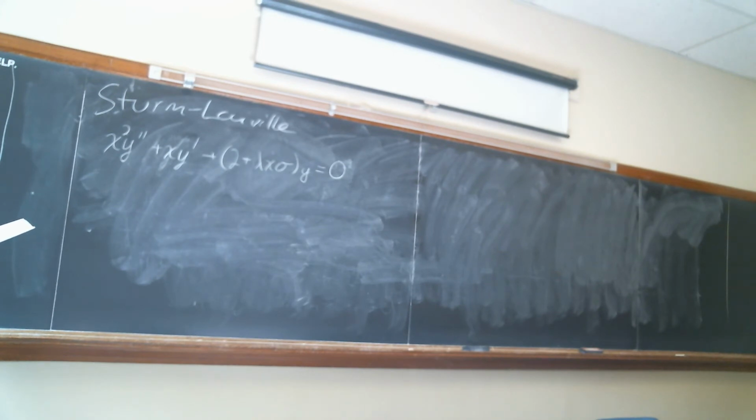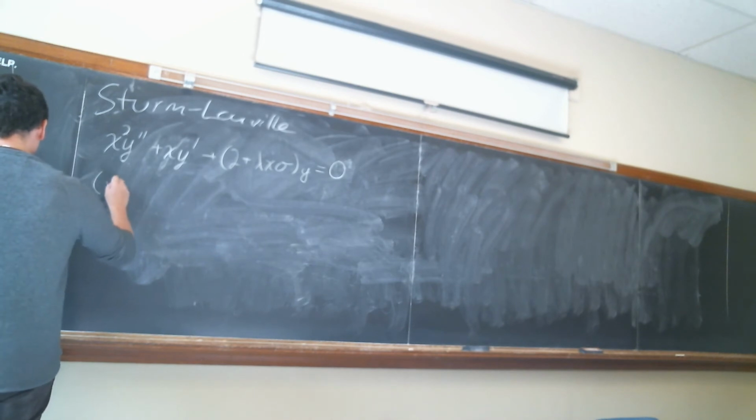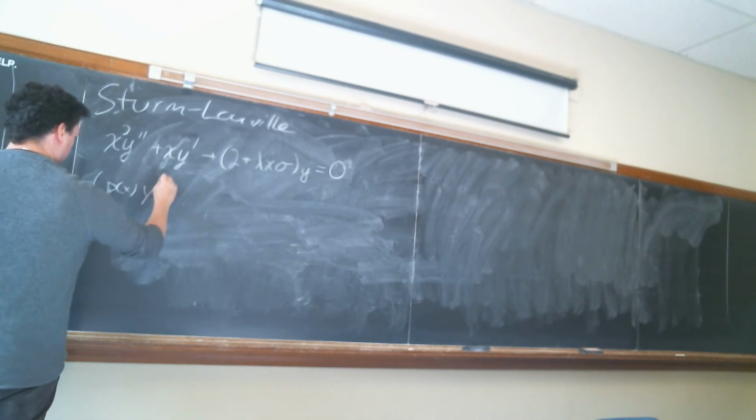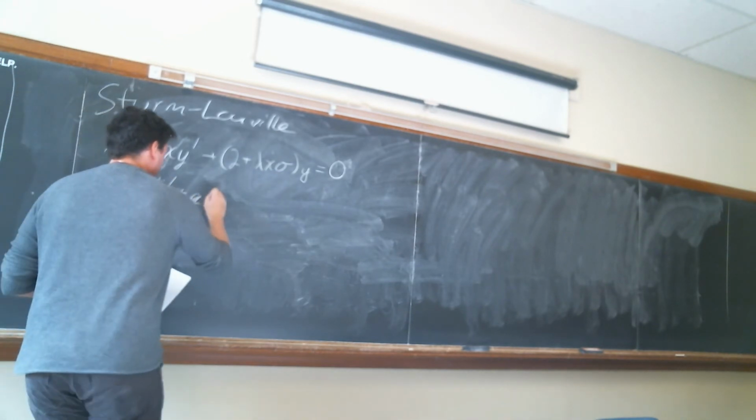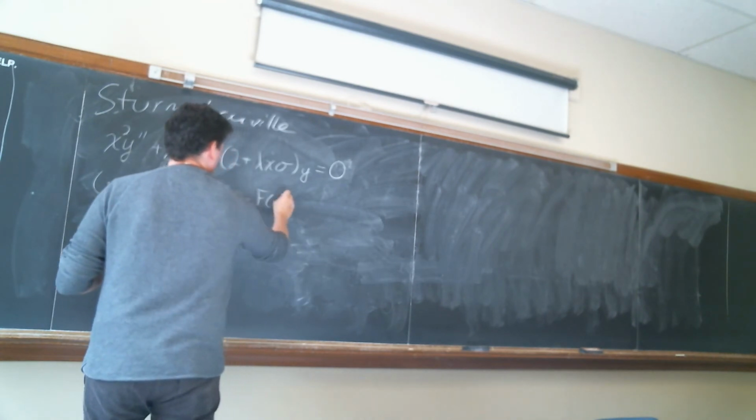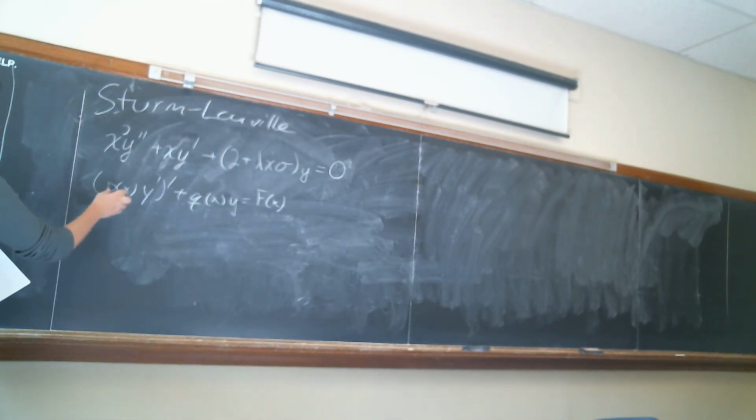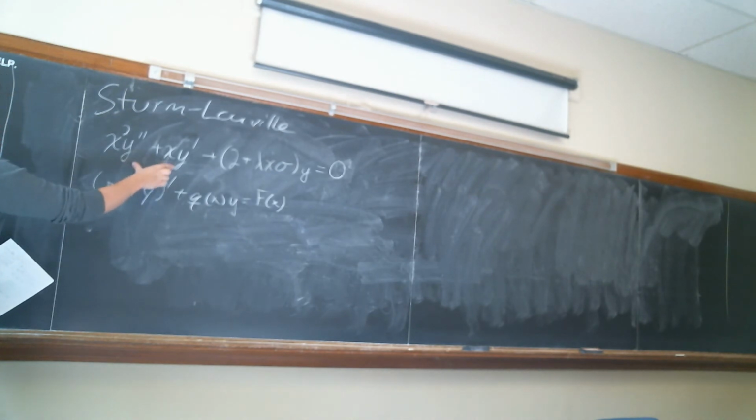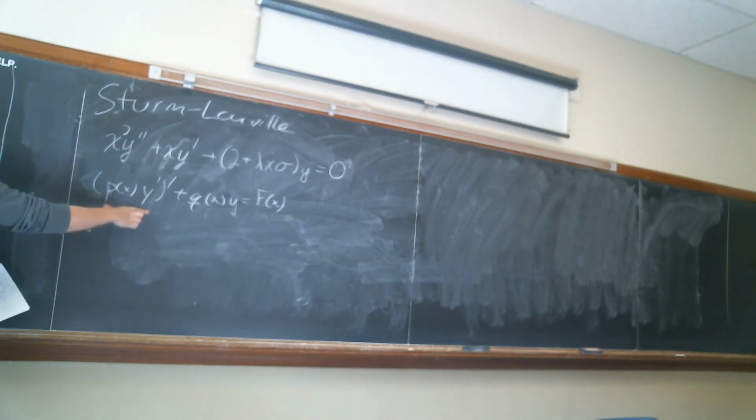So I've got to just look through very quick. So what is Sturm-Liouville form? It's p of x, y prime prime plus q of x, y is equal to f of x. So we have all that. So you have to figure out how we get these two terms into this.